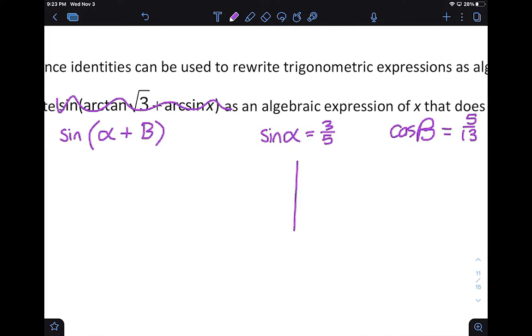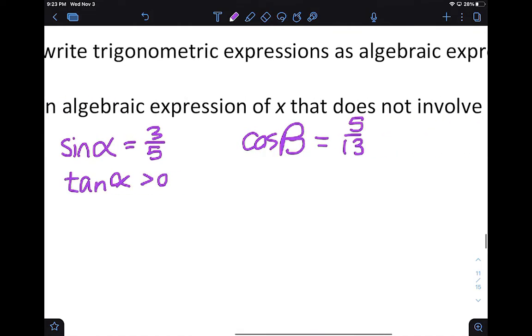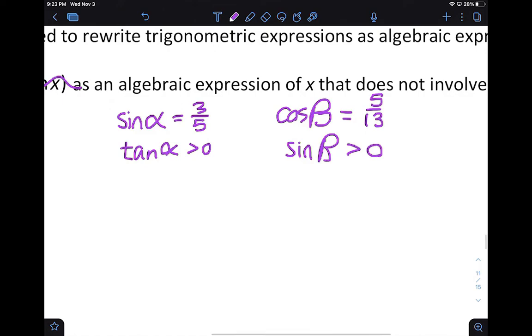For sine of 3/5 right there, we're going to assume this is in the top quadrant unless they give us extra information. They could tell you maybe tangent of alpha is greater than 0 or something like that. And sometimes we'll say maybe over here sine of beta is greater than 0, and that would just tell you what quadrant you're starting in. So I'm going to just make this problem up here to start in the top right quadrant.